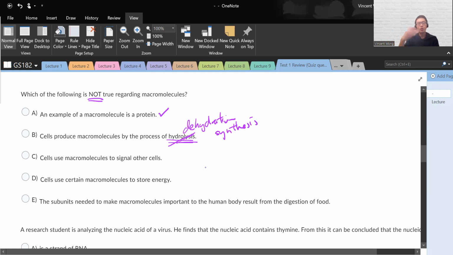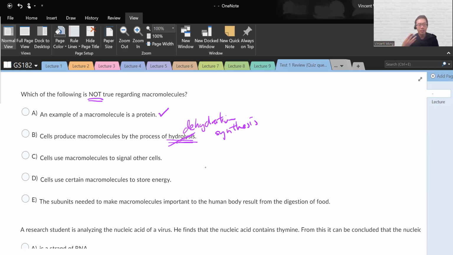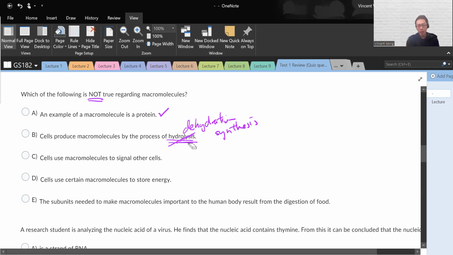When you reject an answer, or choose a particular answer, make sure you have a good reason for it. Don't just choose it because it feels right. Choose it because you are able to correct the statement. I know exactly what's wrong with this, therefore I'm confident this is the right answer. You can take a look at the other ones as well. Cells use macromolecules to signal other cells.